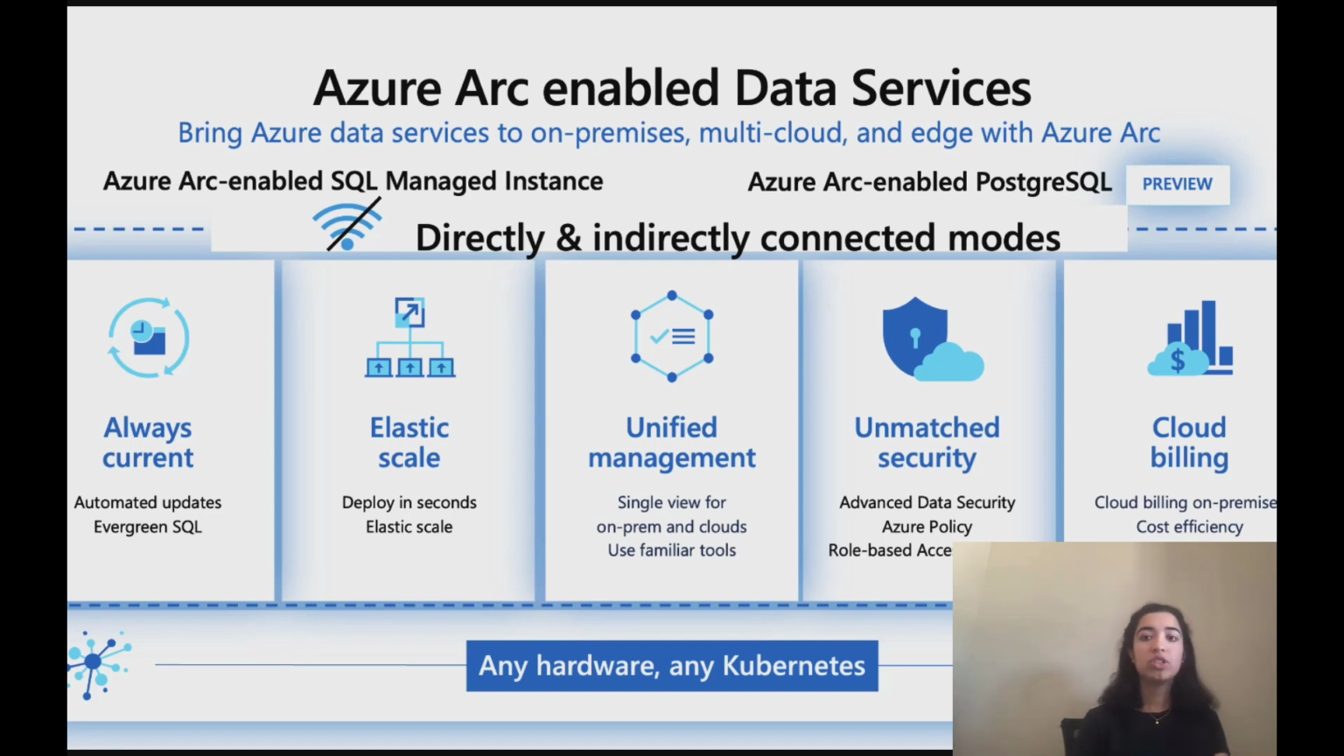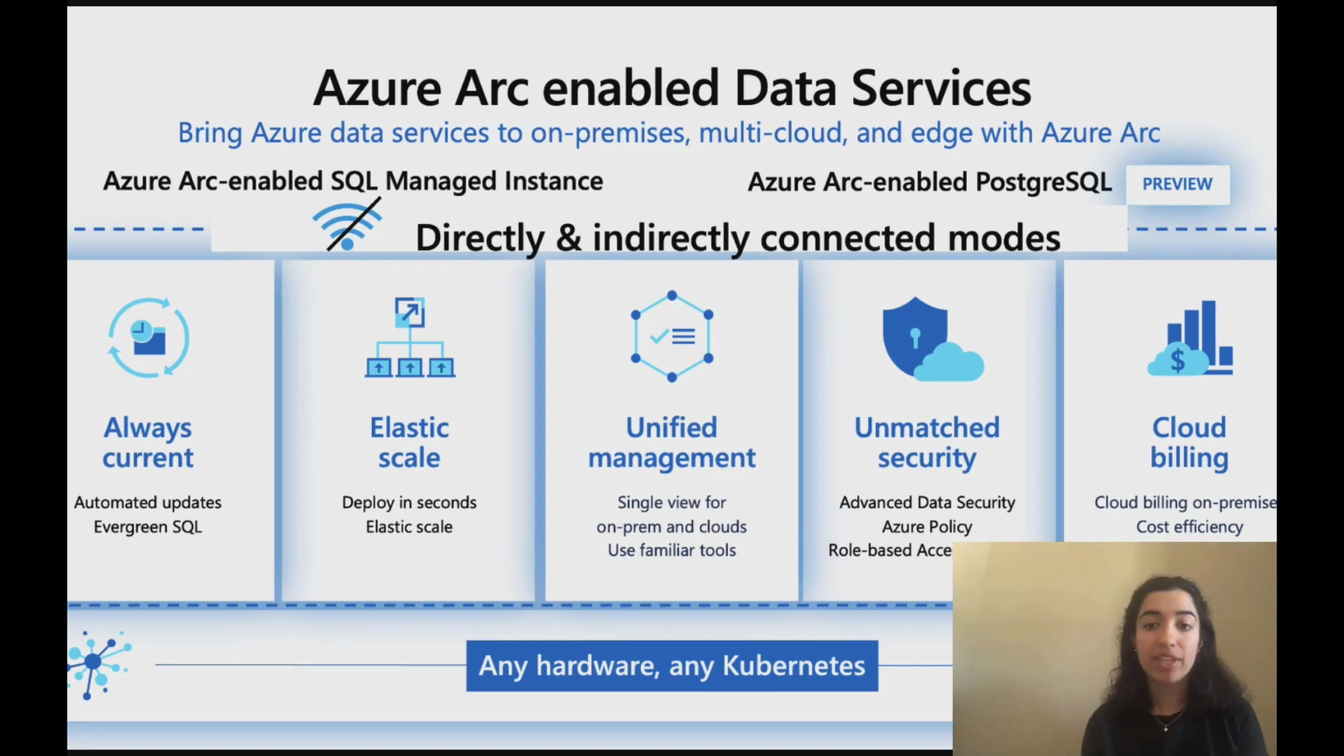So for customers who need to maintain data estate on-premises, you're going to gain some unique benefits for those on-premises data workloads. The first benefit is that you will always be current, meaning that updates and upgrades are fully automated and the deployment is controlled by your policy. You will get unique cloud innovation ahead of any other hybrid cloud offerings, like for example, Evergreen SQL, which has no end of support through Azure SQL Database, and similarly for Postgres as well.